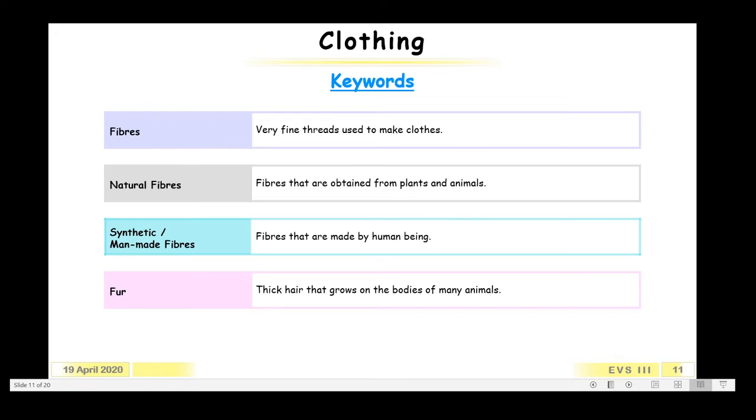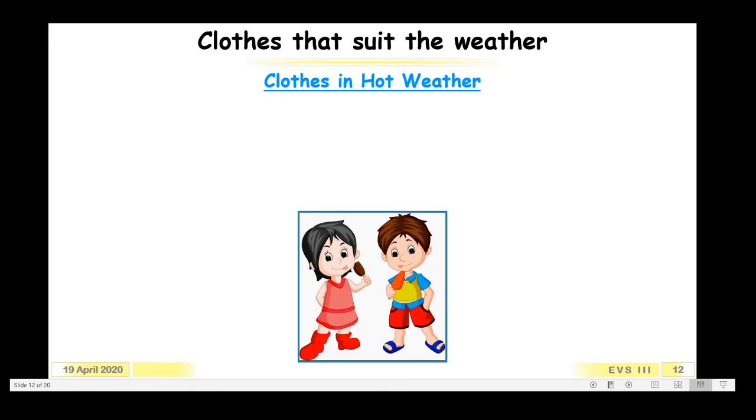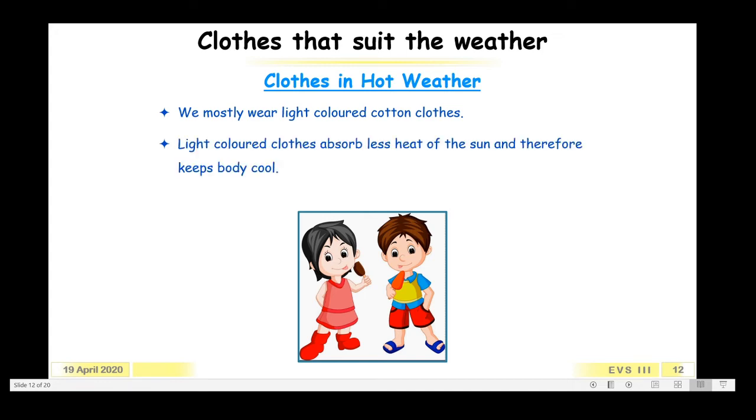So now we'll switch over to our next section of today's topic, and that is clothes that suit the weather. Now clothes in hot weather. We mostly wear light colored cotton clothes, right? Light colored cotton clothes absorb less heat of the sun and therefore keeps the body cool. So that means if they will absorb less heat, they will be less hot and they will give us relief.